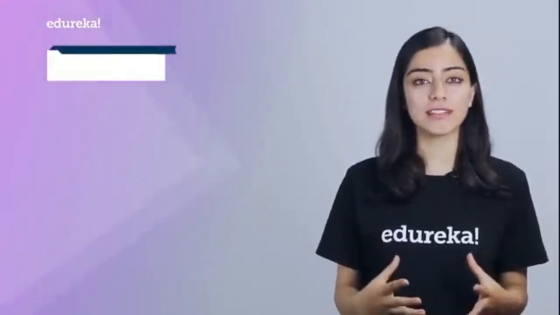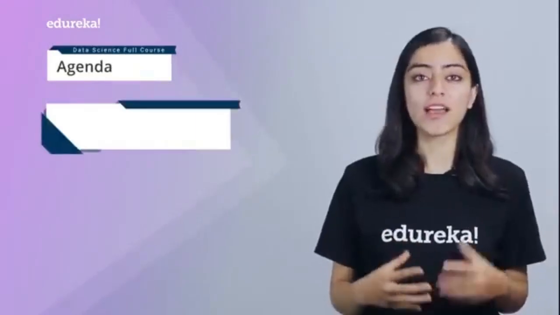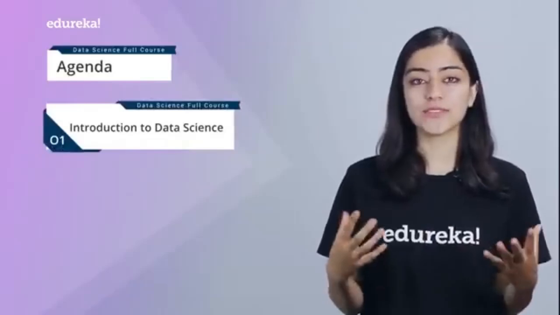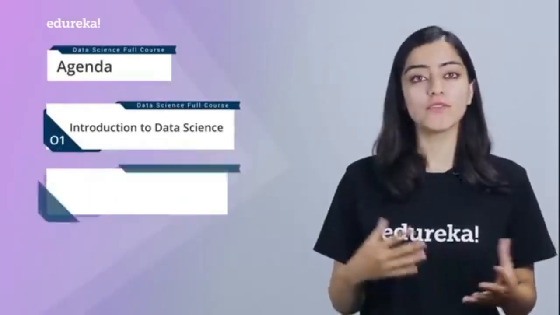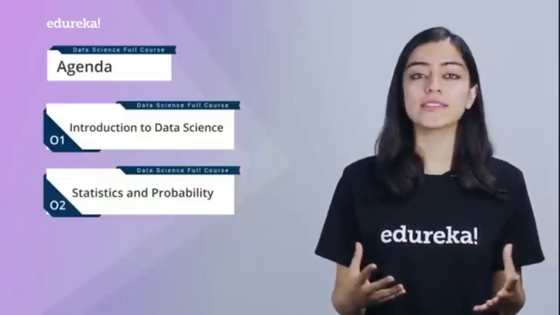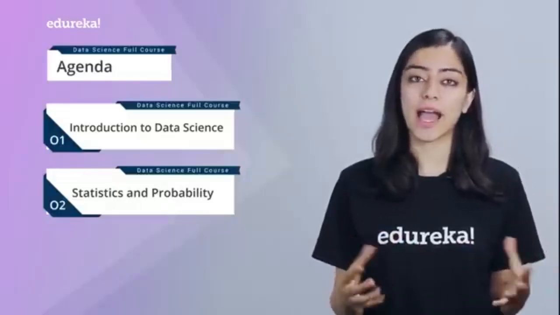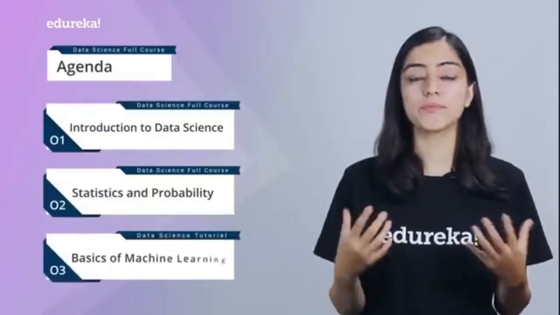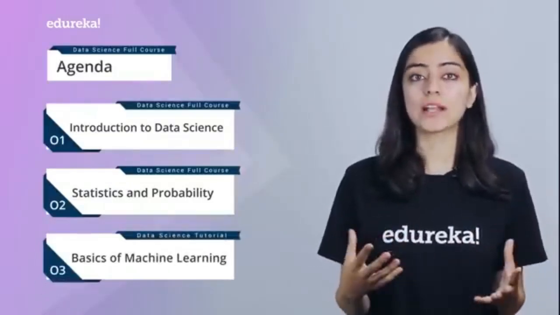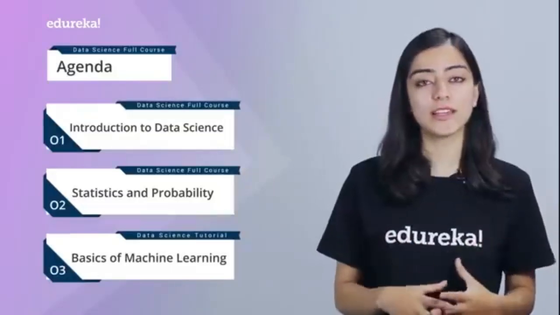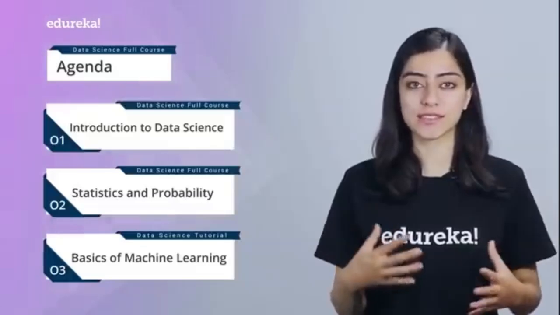Now before we get started, let's take a look at the agenda. The first module is an introduction to data science that covers all the basic fundamentals of data science. Followed by this, we have statistics and probability module where you'll understand the statistics and the math behind data science and machine learning algorithms. The next module is the basics of machine learning where we'll understand what exactly machine learning is, the different types of machine learning, the different machine learning algorithms, and so on.